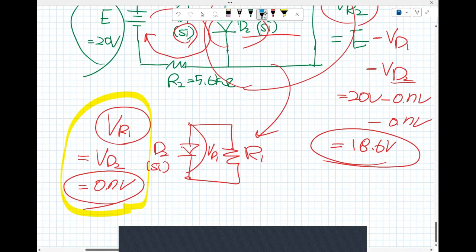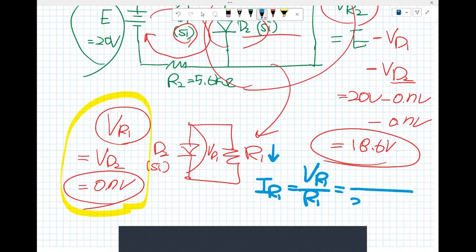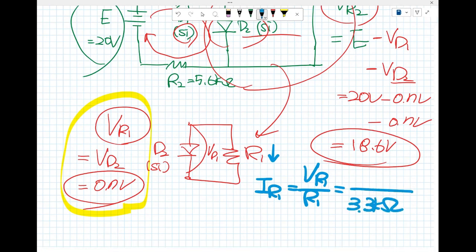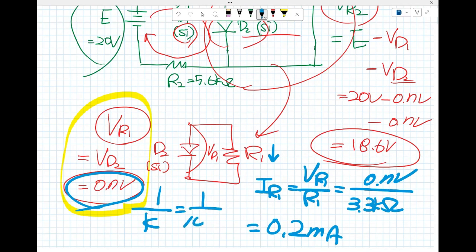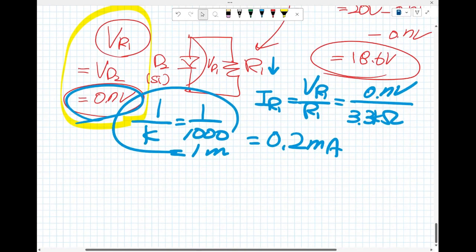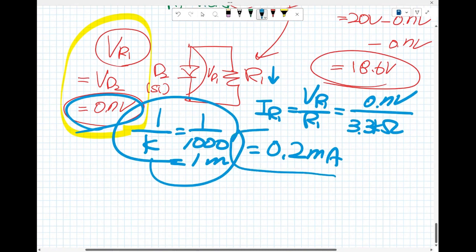And then the I sub R sub 1 is V sub R sub 1 divided by R sub 1. The R sub 1 was given, 3.3 kilo ohm, and V sub R sub 1 we calculated as 0.7 volt. So I'm going to just calculate it: 0.7 divided by 3.3 is 0.2 milliamp. Why? Because 1 over k means 1 over 1,000, which means milli. Here we go, 0.2 milliamp.